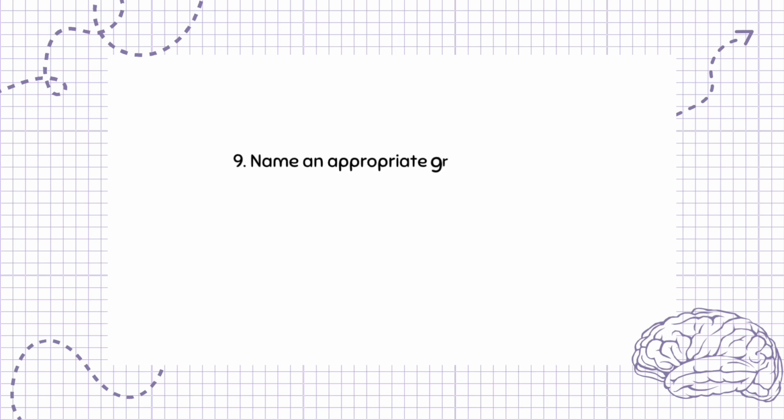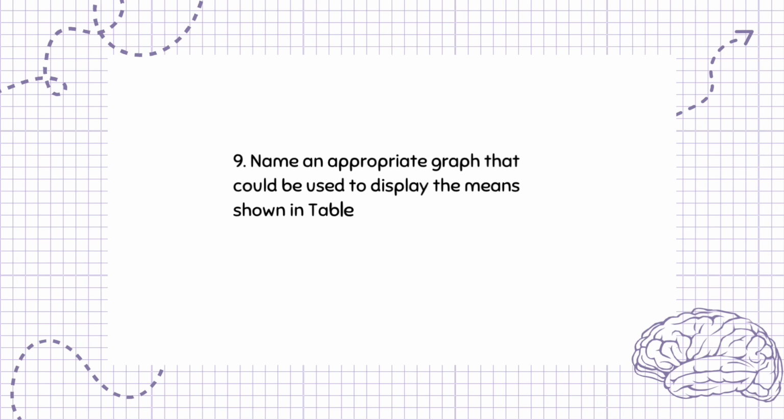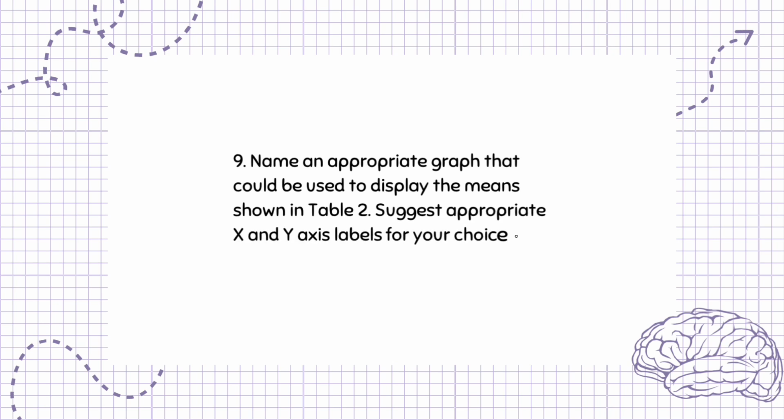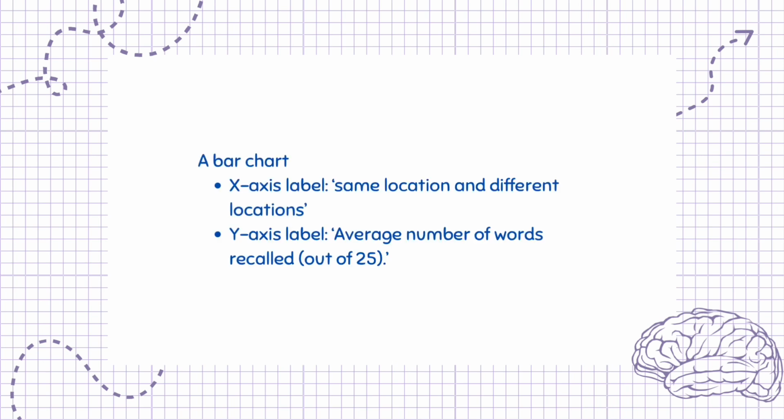Question 9. Name an appropriate graph that could be used to display the means shown in Table 2. Suggest appropriate X and Y axis labels for your choice of graph. 3 marks. A bar chart. X-axis label, same location and different locations. Y-axis label, average number of words recalled, out of 25.